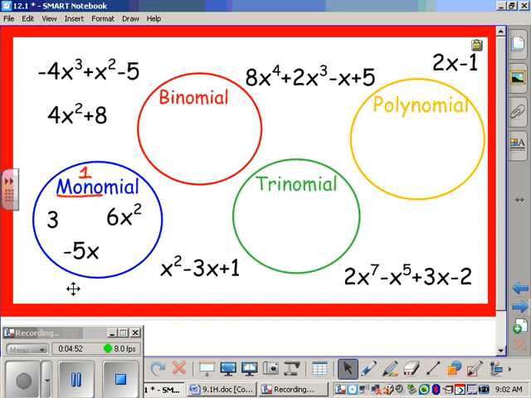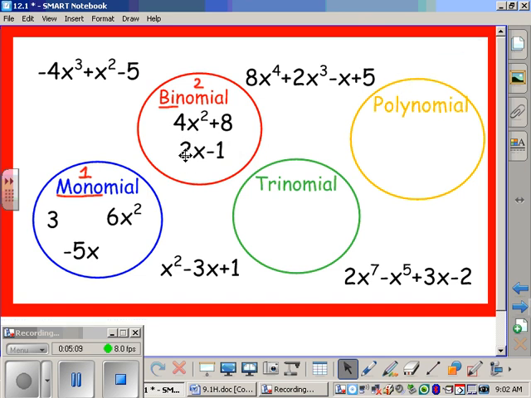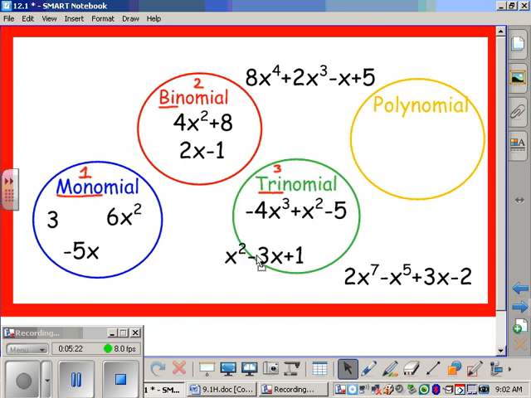The binomial, bi means 2. So we want to pull in any polynomials with two terms. So we can pull in the 4x squared plus 8, because those are just two terms, and the 2x minus 1. From there, we'll move to trinomials, and the word tri means 3. So we're going to pull in any polynomials with 3 terms. So we have 1 and 2.